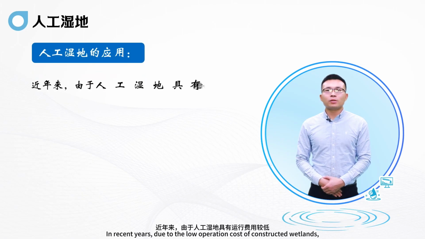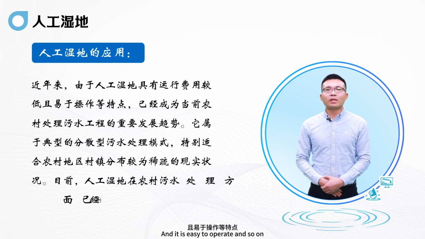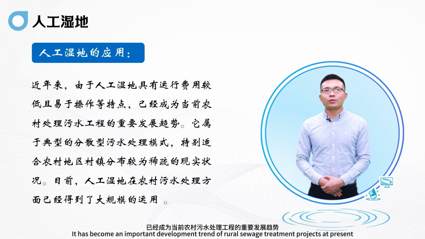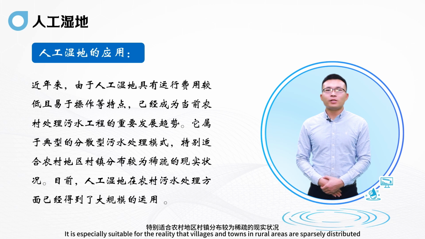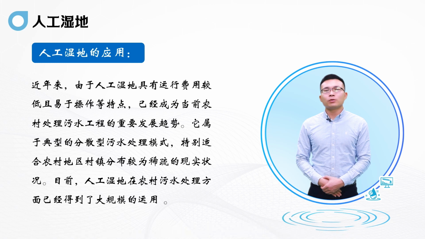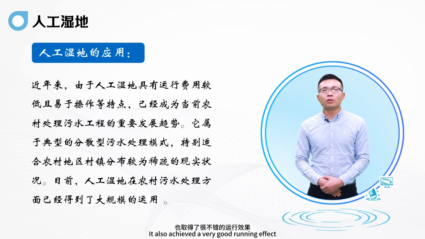In recent years, due to the low operation cost of constructed wetlands and the fact that they are easy to operate, they have become an important development trend of rural sewage treatment projects at present. It belongs to a typical decentralized sewage treatment mode. It is especially suitable for the reality that villages and towns in rural areas are sparsely distributed. At present, constructed wetlands used in rural sewage treatment have been used on a large scale, and have also achieved a very good running effect.